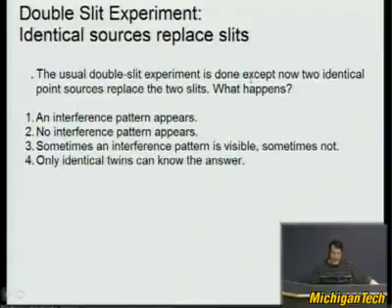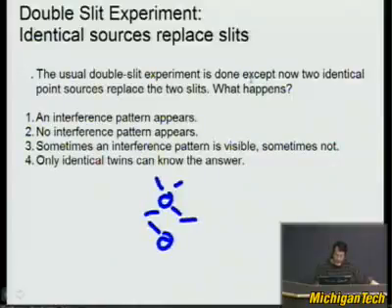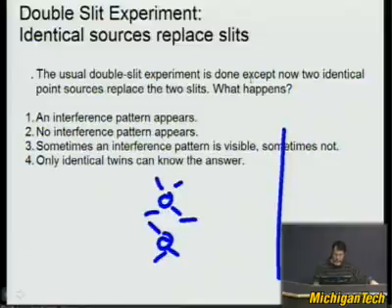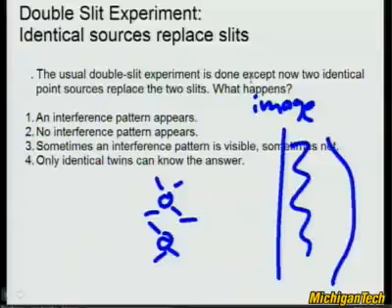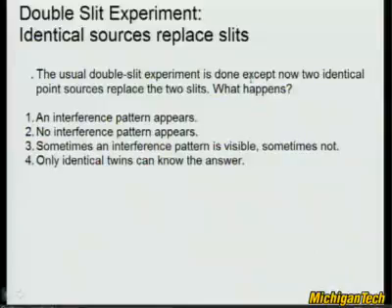Last, now let's say you have two identical point sources replacing the slits. So instead of having a slit screen, you now have two sources, and you have an image screen here. And you bought these sources from the same catalog. What happens? Do you get an interference pattern here? Do you get no interference pattern here? Or do you get sometimes an interference pattern that is visible, sometimes not? Or can only identical twins know the answer? We're running really low on time, so please pause it because this is a cool one.